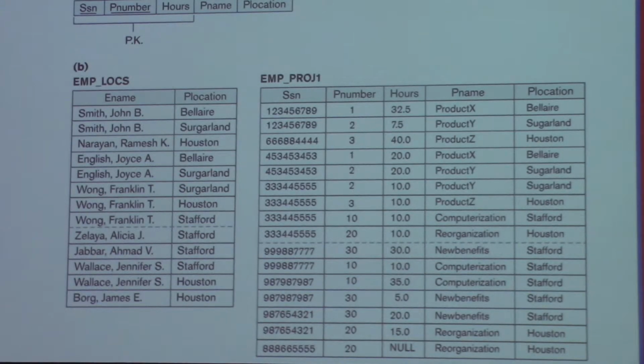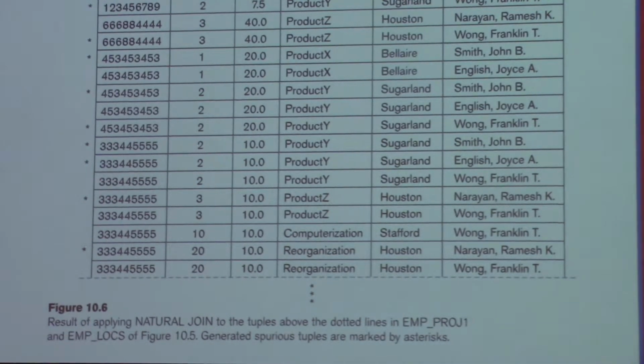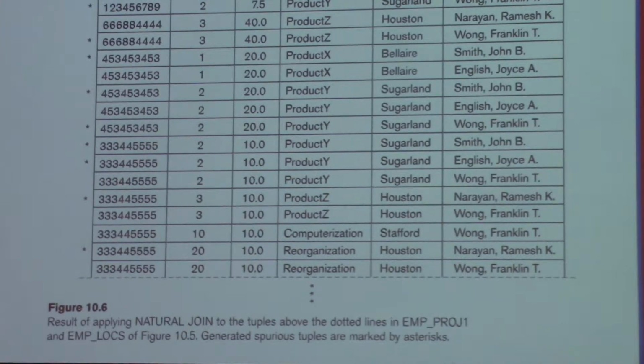Actually, only this social security number belongs to whom? It's John B. Smith. Okay? It's only John B. Smith, but Joyce English or any tuple that has the asterisk here is the unexpected result from the join.